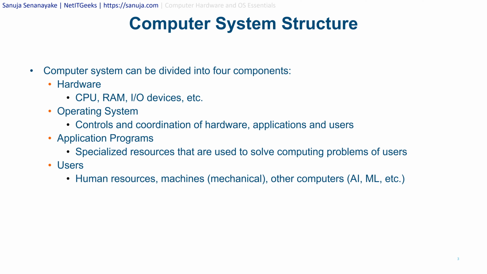Users are considered human resources, but also machines and other computers. Human resources are just like you and me, who are interacting with the computers and servers. Machines are basically mechanical devices that allow them to interact with computer components.